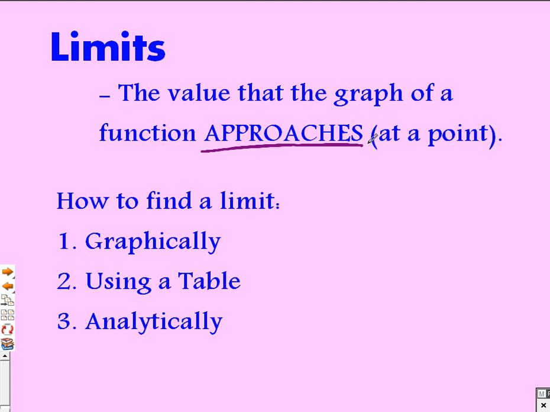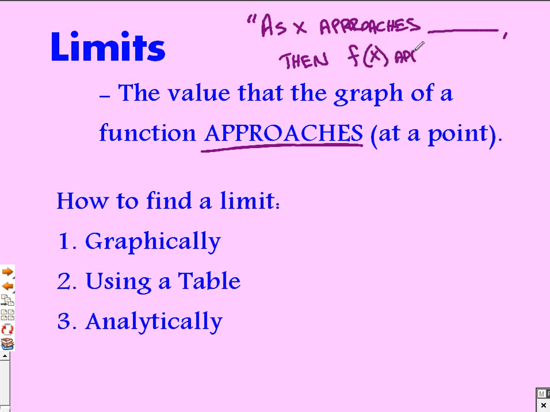And maybe a good way to try to think through this is to ask yourself: as x approaches something, then f of x, the function, approaches, what? That's what we're going to try to figure out. So as x approaches some value, then the function f of x approaches some value.